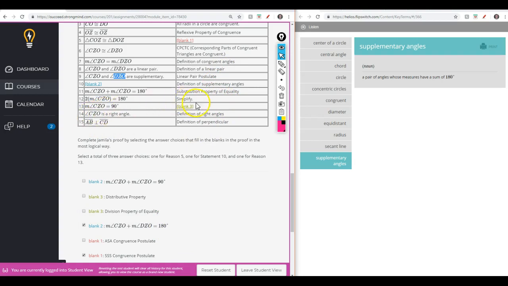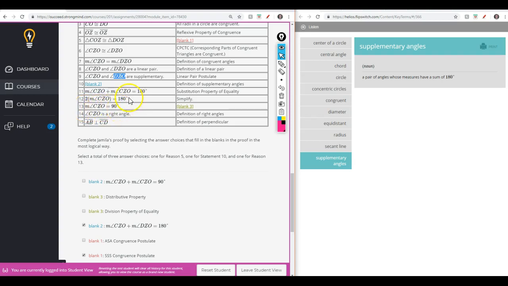So now I'm jumping to blank 3. Blank 3 is a reason. So I'm going to go to the statement before to see if I can follow what happened between these two statements. So in statement 12, I noticed that we have 2 times the measure of angle CZO is equal to 180 degrees. The next statement, we have the measure of angle CZO is equal to 90 degrees.